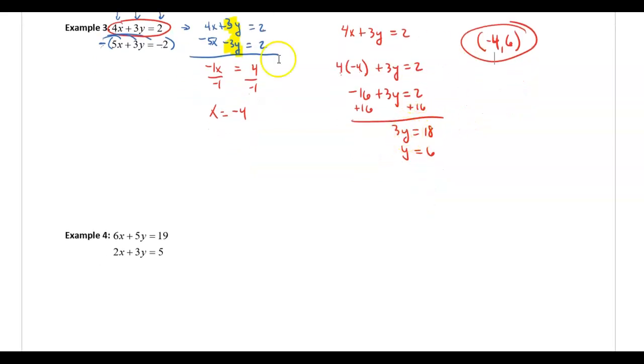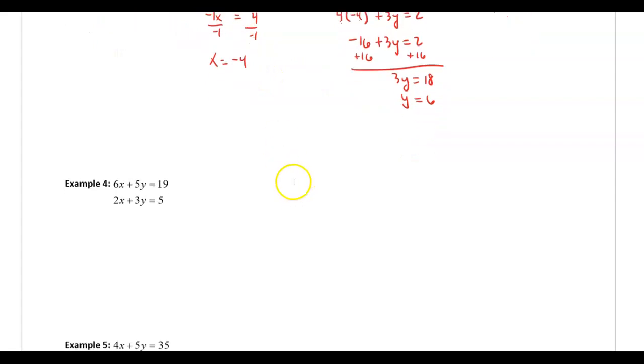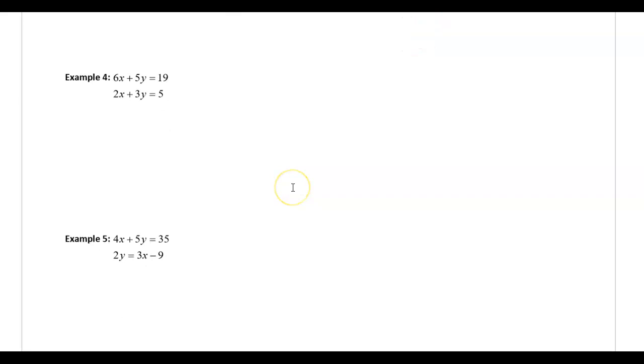Okay? So it's very, very important to know you have to force these to add up to 0. Which brings me to the next example, right? So in this example, if I add the x's, I don't get 0. If I add the y's, I don't get 0. Therefore, what do I have to do?